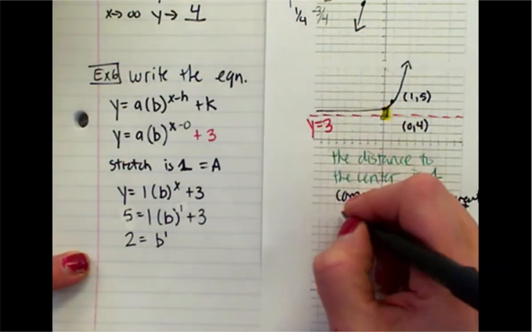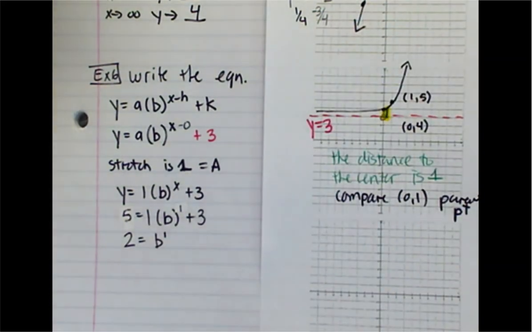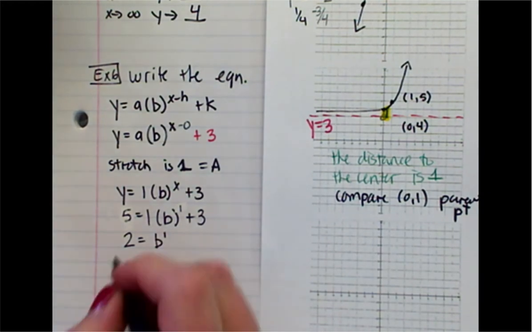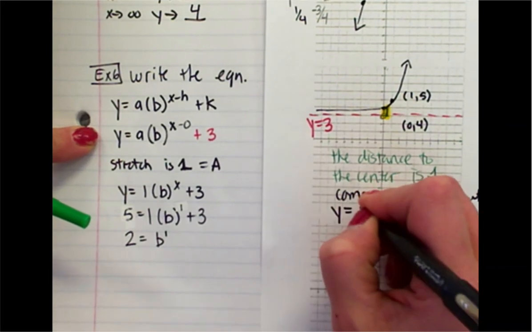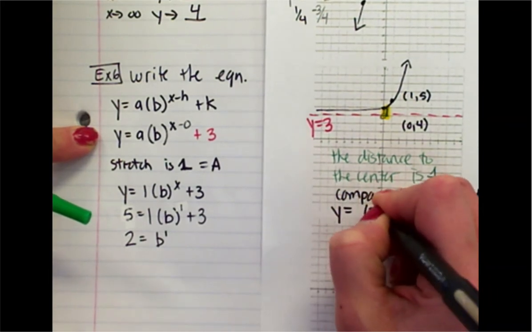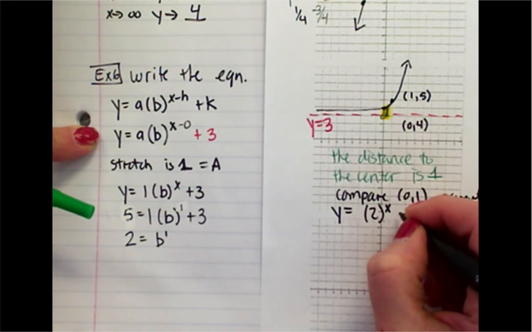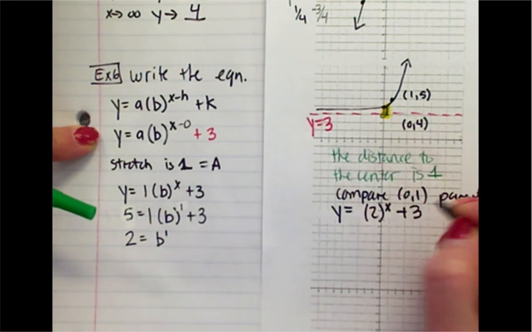Wait, if it wasn't to the first, how would you? Square root it, cube root it. Okay, so we get a b value of 2. y equals 2 to the x plus 3. Oh, that's it.